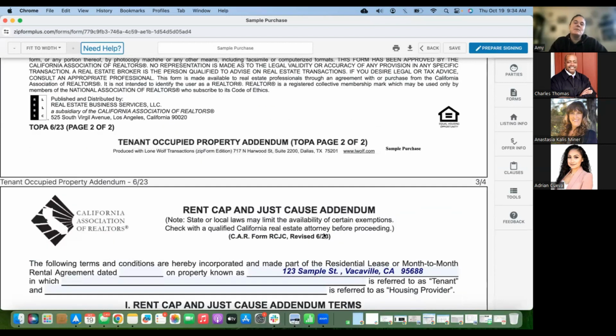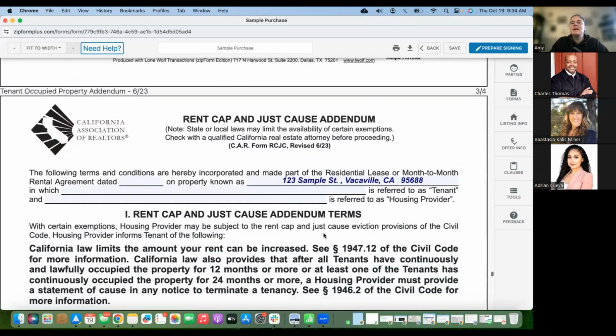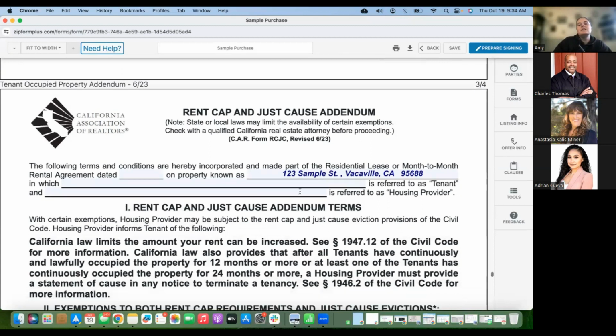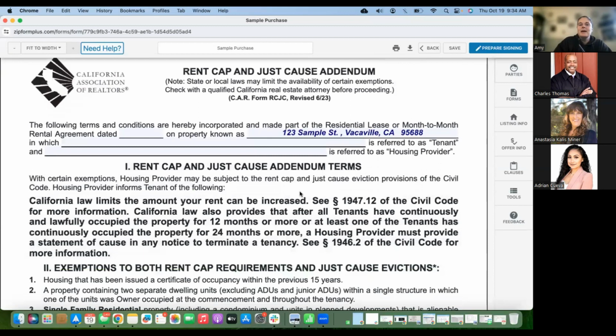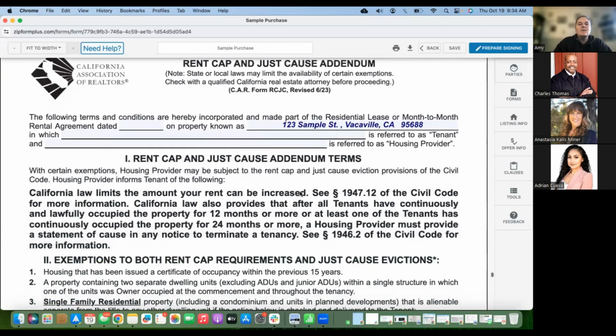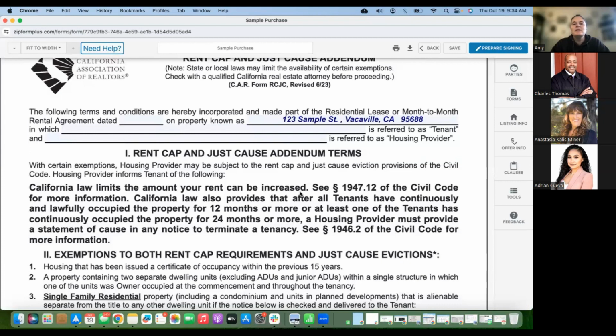That's the tenant occupied property addendum that we just covered, and this is the rent cap and just cause addendum. State or local laws may limit the availability of certain exemptions. Check with a qualified California real estate attorney before proceeding. This is CAR form RCJC, the rent cap and just cause addendum. The following terms and conditions are hereby incorporated and made part of the residential lease or month-to-month rental agreement dated, on the property known as blank, in which blank is referred to as the tenant and blank is referred to as the housing provider.